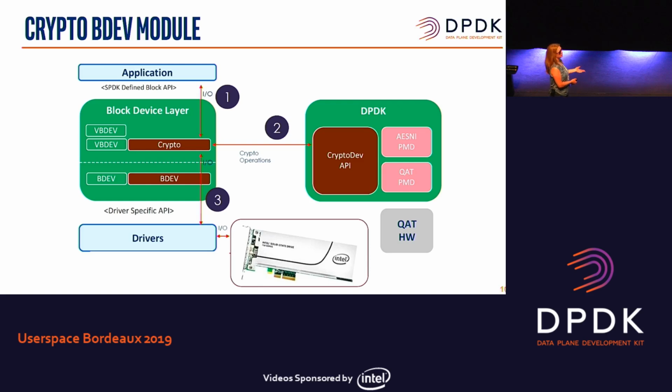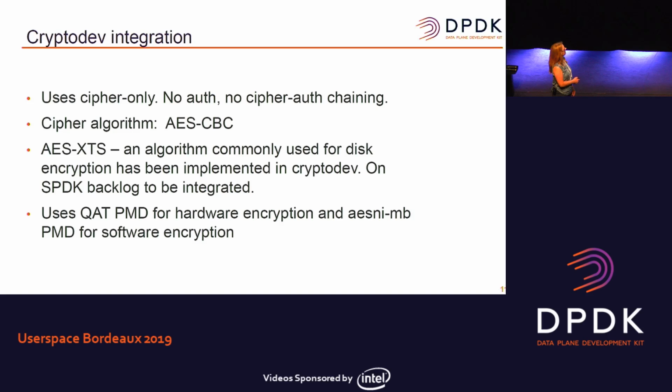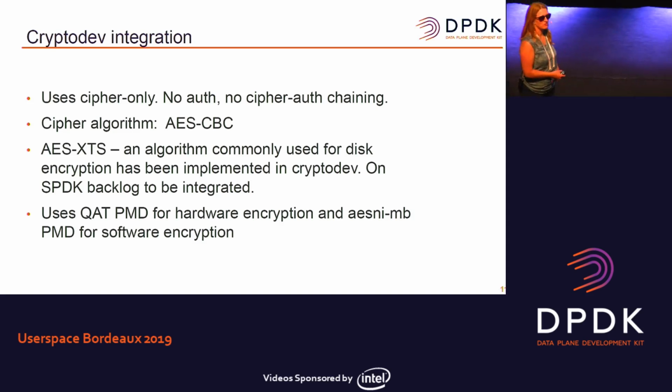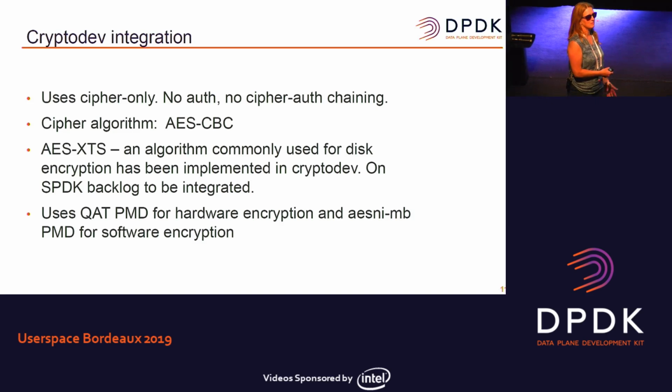Generally, it can be in place. There's no reason to do out of place for encryption. To summarize what happens with encryption: it's cipher only. We don't have any chaining needed. There's no authentication. The algorithm that's used is AES-CBC. AES-XTS is a mode that's more commonly used by storage, and we've implemented it in DPDK so that it can be picked up by SPDK, and it's on their backlog to be integrated. And the rest I've mentioned already.